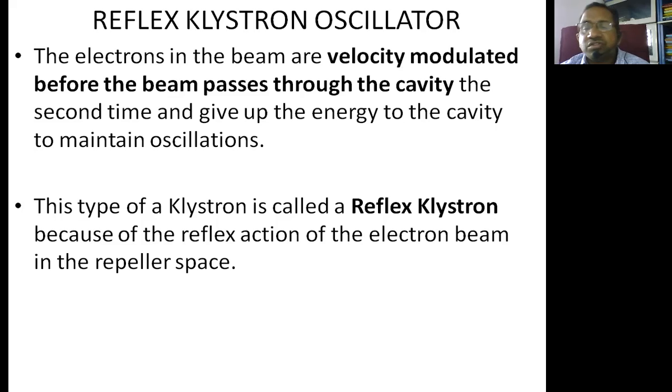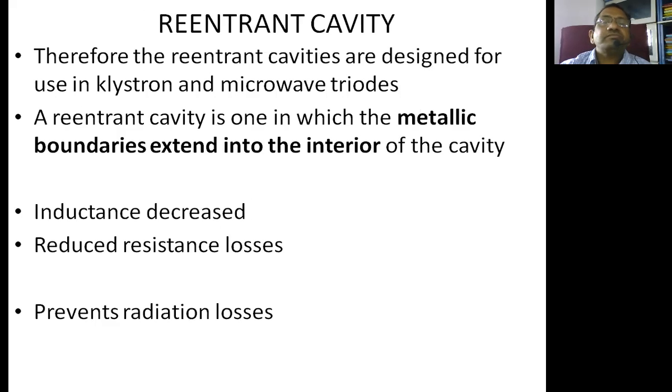So this type of klystron is called a reflex klystron oscillator. Because of the reflex action of the electron beam in the repeller space, we call it a reflex klystron. Because the electrons are reflected back into the cavity, therefore we call it a reflex klystron oscillator.